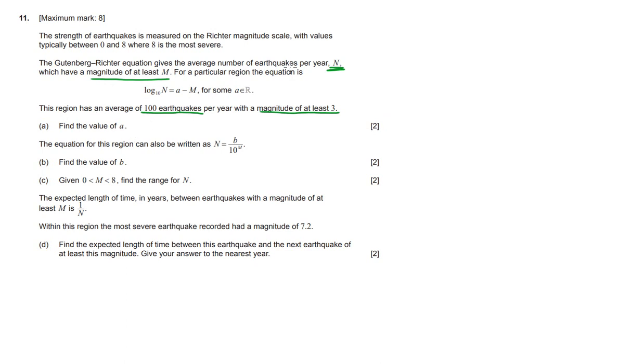Okay, so we have our formula here. So for part A, we're going to write log base 10 of n. N is the number of earthquakes per year. So there's 100 earthquakes, so we're going to put 100 here, equals A, and that's what we're looking for, so we're going to leave that in here, minus M, and M is the magnitude of at least M, and this says magnitude of at least 3. So this M here is going to have to equal 3.